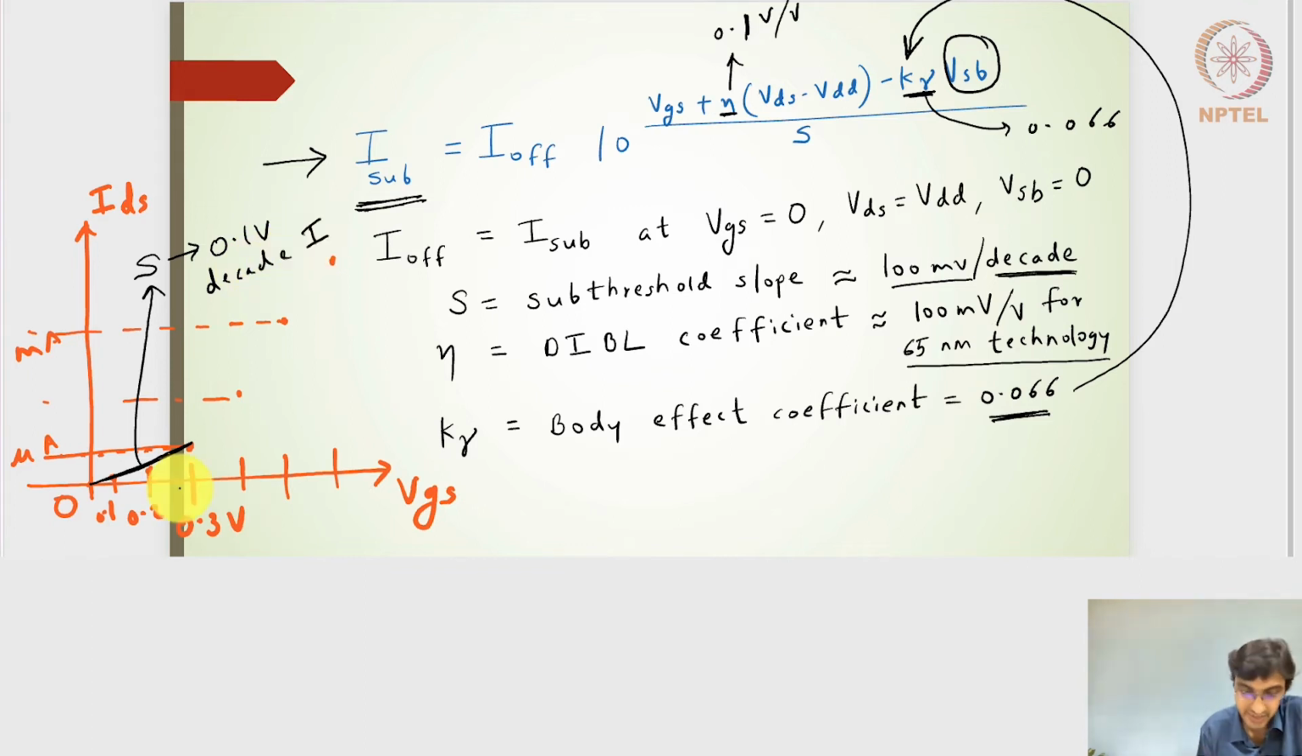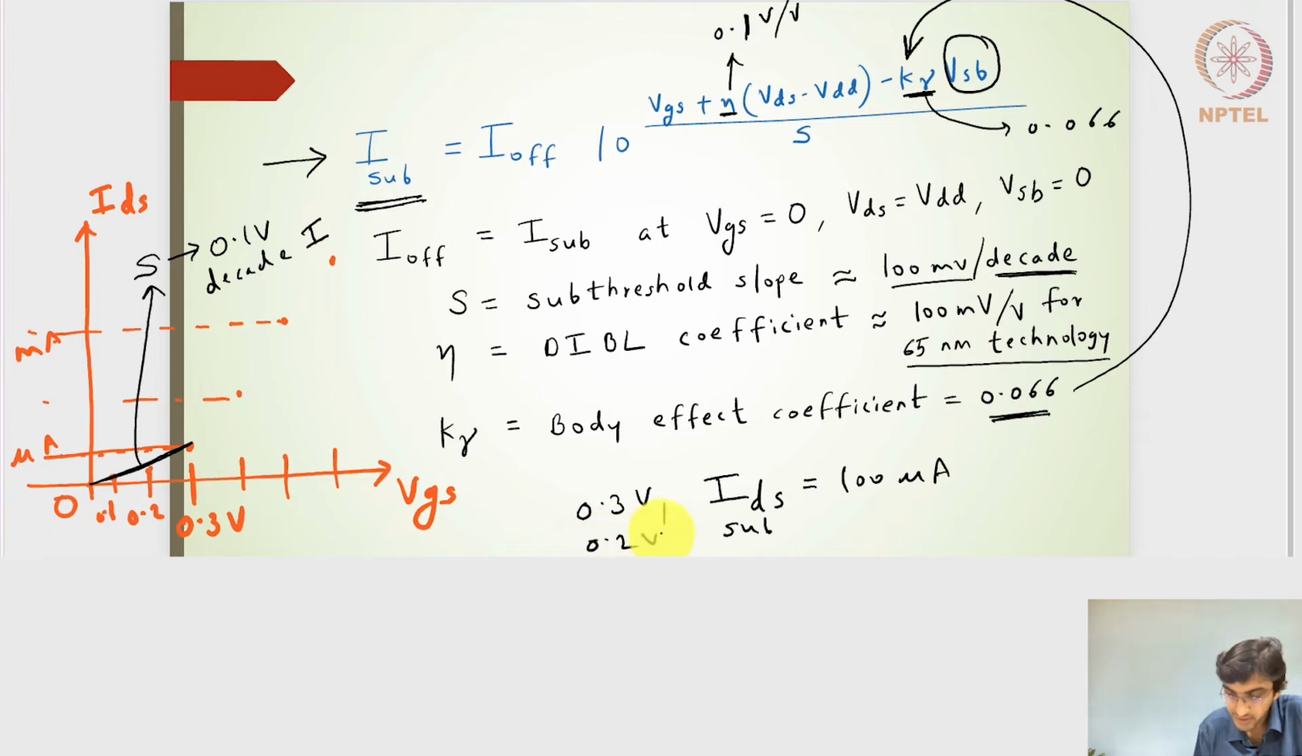So if it is at 0.3 volts, let's say my current, the IDS, or rather the subthreshold current, let's say that the subthreshold current is 100 microamperes.